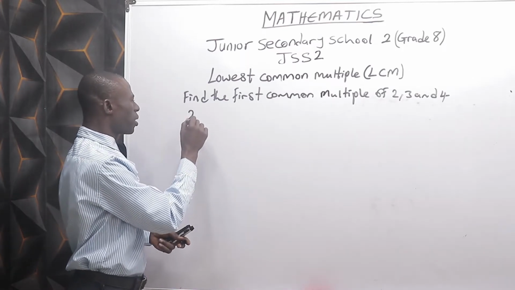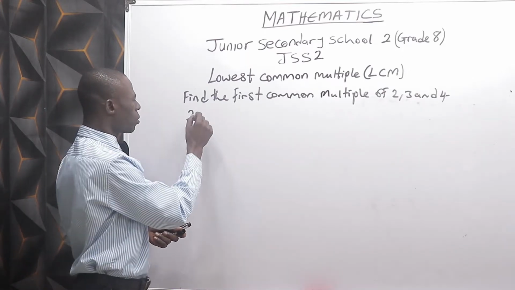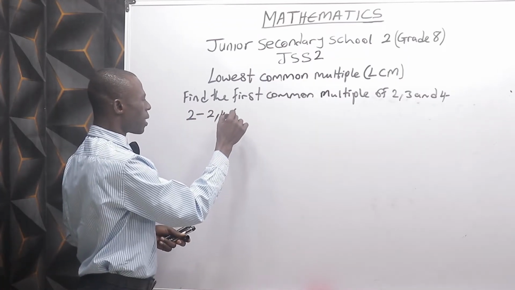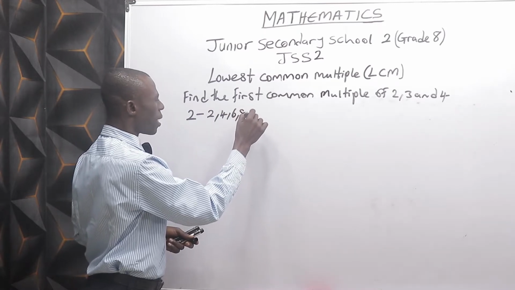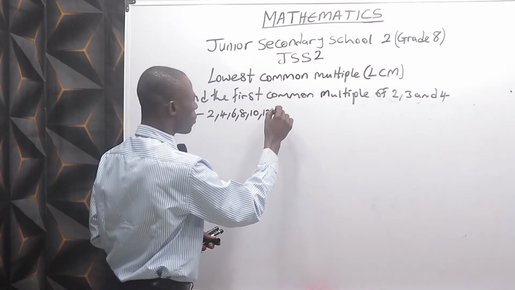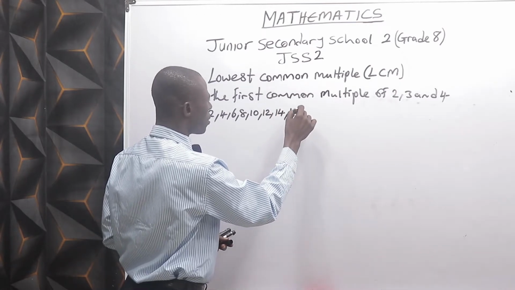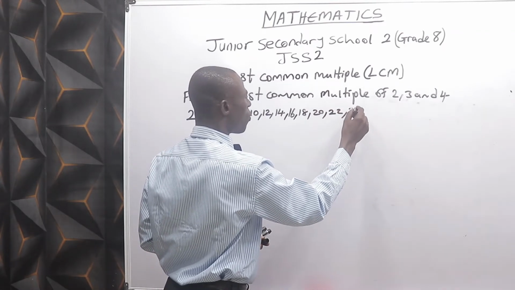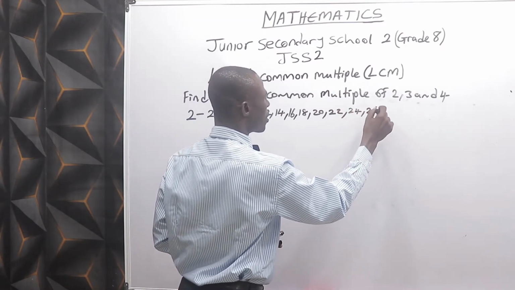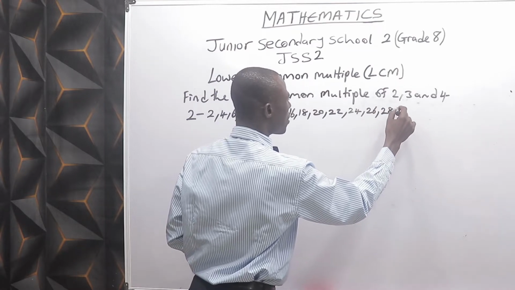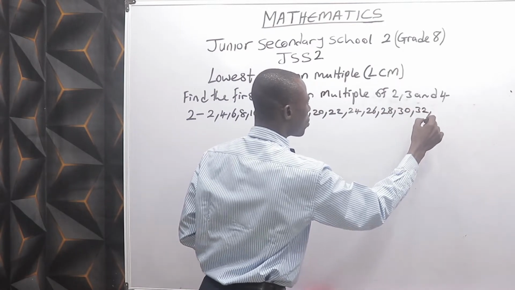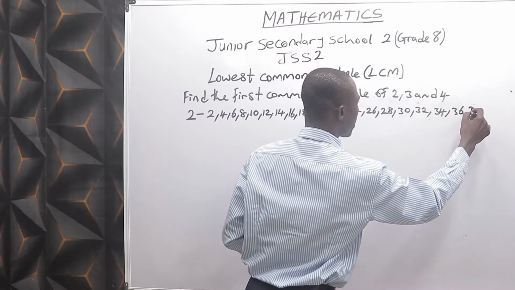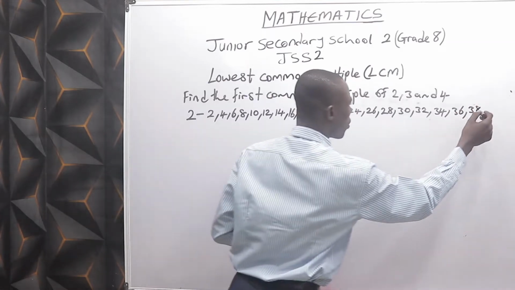Let's start by listing the multiples of 2. Multiples of 2 are 2, 4, 6, 8, 10, 12, 14, 16, 18, 20, 22, 24, 26, 28, 30, 32, 34, 36, 38, and so forth.